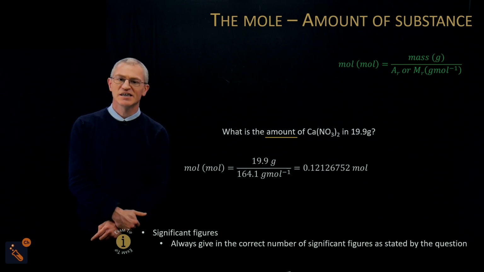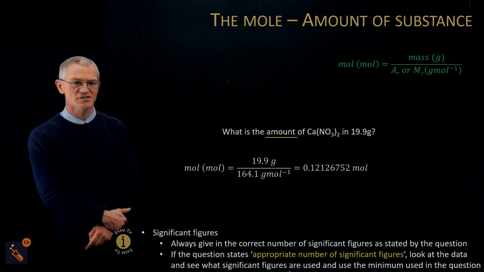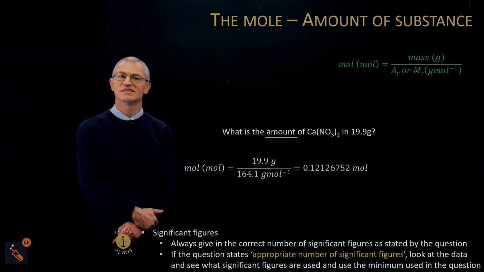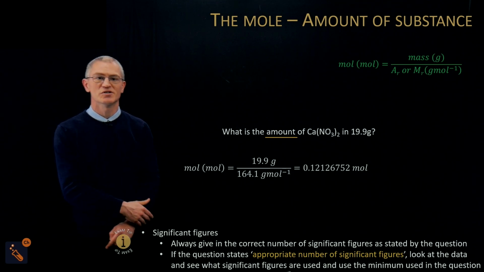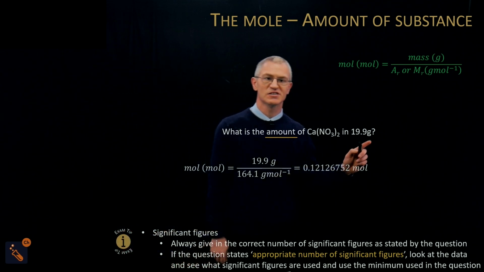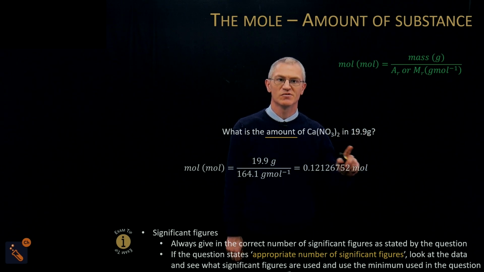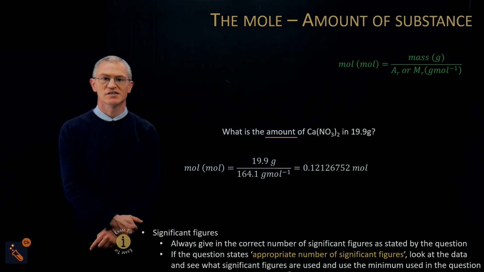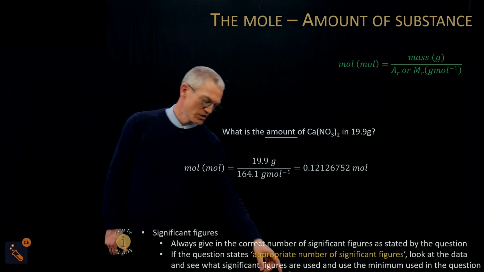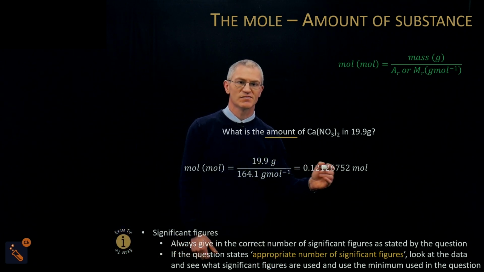The second thing is, if it says give it to an appropriate number of significant figures, this is when you need to look at the data given in the question. This one's quite simple because it only gives one bit of data. It's the data you're using in the question, not necessarily all data in the question. So here, we're given 3 significant figures, 1, 2, 3. So we need to do it to 3 significant figures, and it says 0.121.